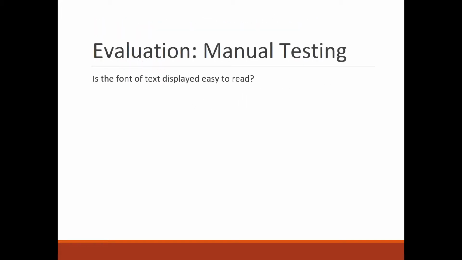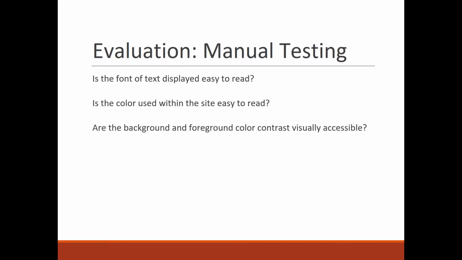So we've looked over, let me just get some of these going. If you're doing manual testing, anyone can do manual testing. If you've attended some of these sessions and learned about accessibility, you can have a look through your site. For example, is the font of the text easy to read? Is the color used on the site easy to read, or have they used a white background with light gray text and it's really difficult for you to read? If it's really difficult for you to read, the background and foreground color contrast is likely not visually accessible.